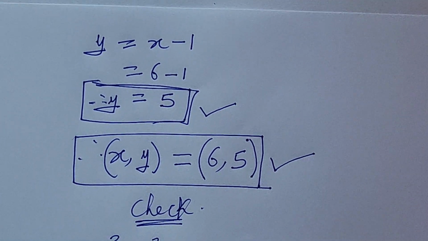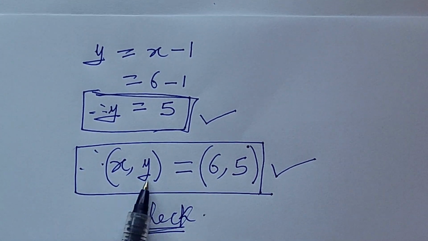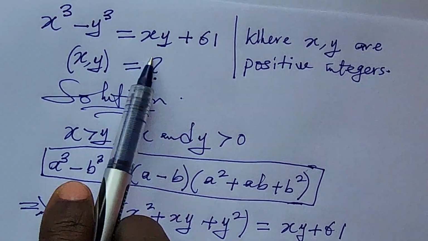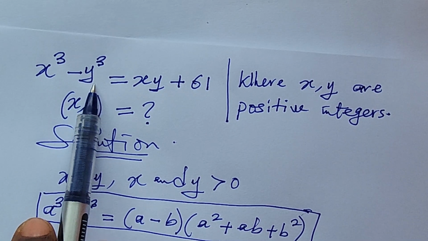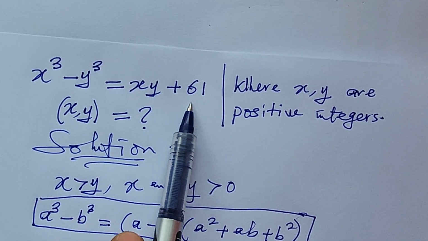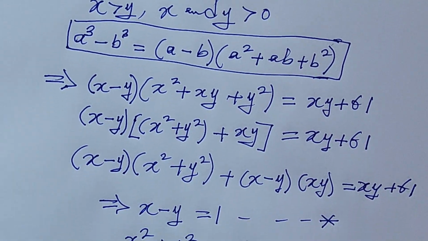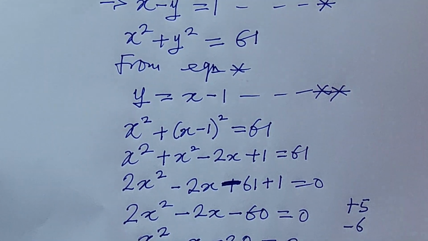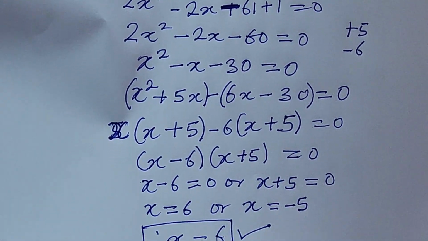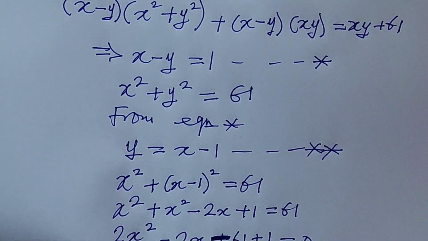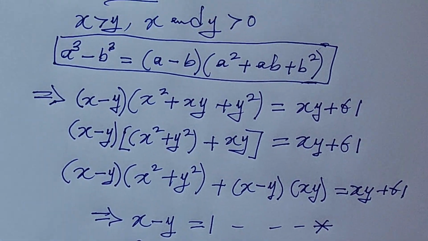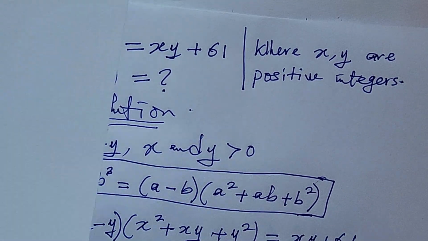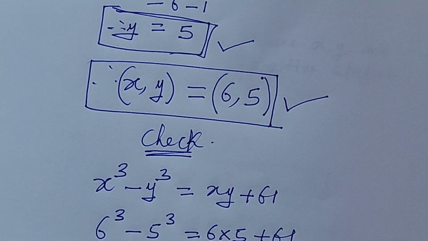So that shows that the answers x equal to 6 and y equal to 5 satisfy the original equation here, which is x to the power of 3 minus y to the power of 3 equal to xy plus 61. So this is the procedure, the steps you can use in solving this Russian math Olympiad question.